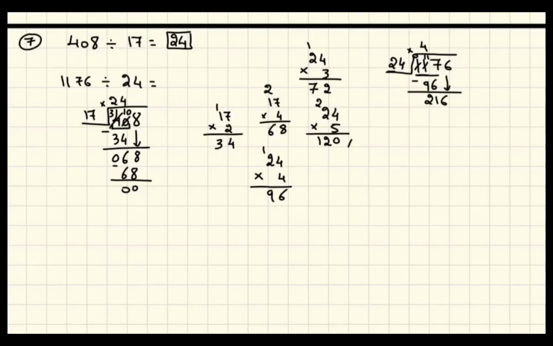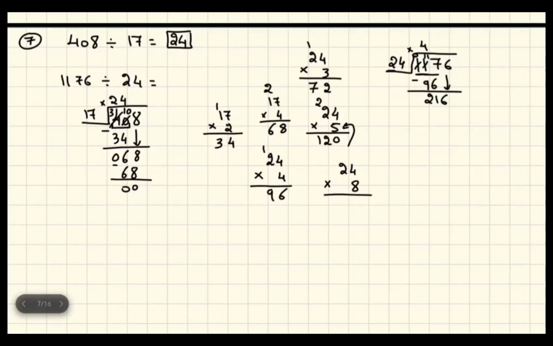Now the last trial I did is times 5, and I got 120. So now let's pick a larger number than 5. Maybe I choose 8. 8 times 4 is 32. Now 8 times 2 is 16, plus 3 will be 19. It's smaller than 216. If you want to check a bigger number, you can check 9.